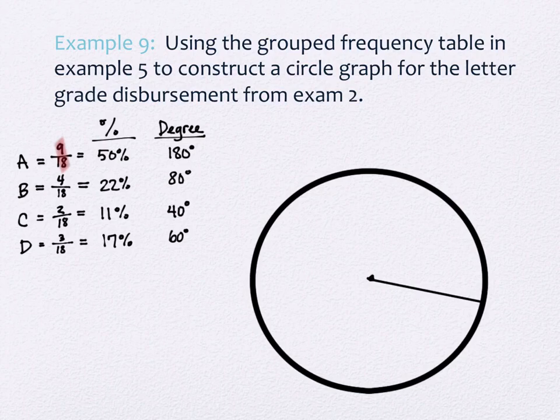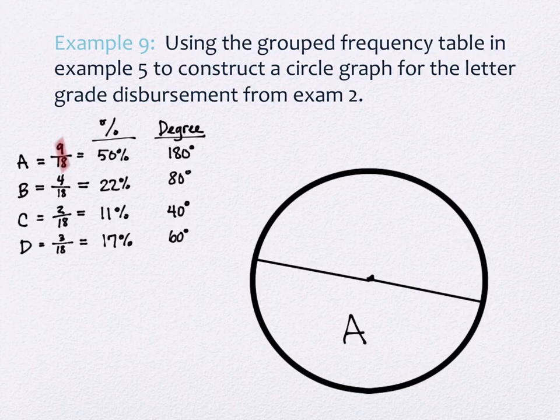Okay, now one of these values is the easy one to work with. Which one? 180. Why is 180 so nice? It's half the circle. So you don't really have to work very hard to get that one. You just divide your circle in half, and you call one side or the other the A. I'm going to put my A on bottom.